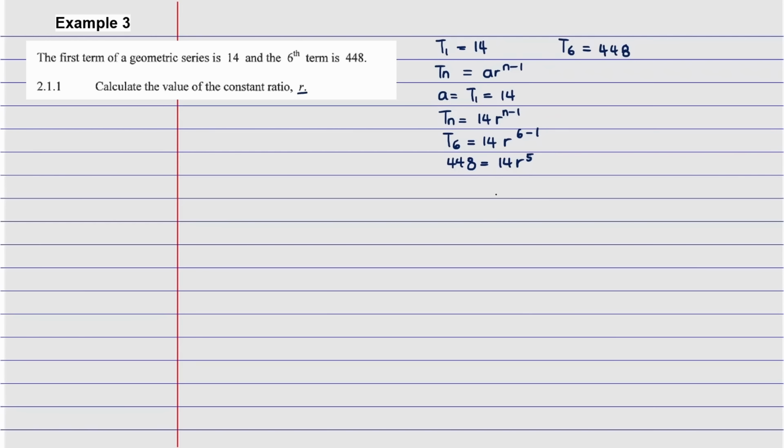Divide both sides by 14. You're going to get 32 is equal to R to the power 5. So we take the fifth root of both sides. The fifth root and the power of 5 cancel out on this side, and on this side, when you put that into the calculator, you're going to get 2. So therefore, our final answer is that R is equal to 2. And this is your final answer for this question.